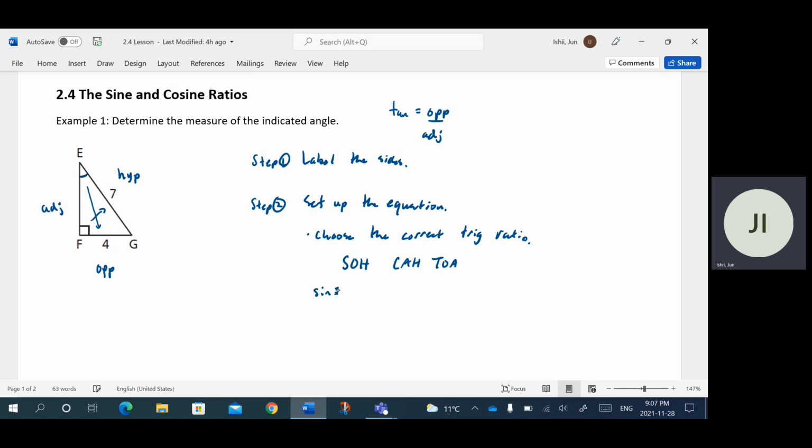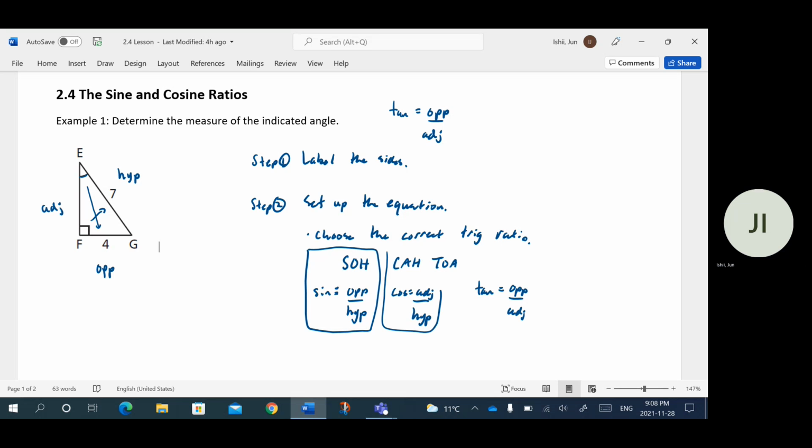You might read it as sin, which is just the abbreviated form, but you should read it as sine. Sine is equal to opposite over hypotenuse. CAH: cosine is equal to adjacent over hypotenuse. And TOA, the ratio we've already been working with: tangent is equal to opposite over adjacent. SOHCAHTOA is just a way to remember the three ratios and what they mean.